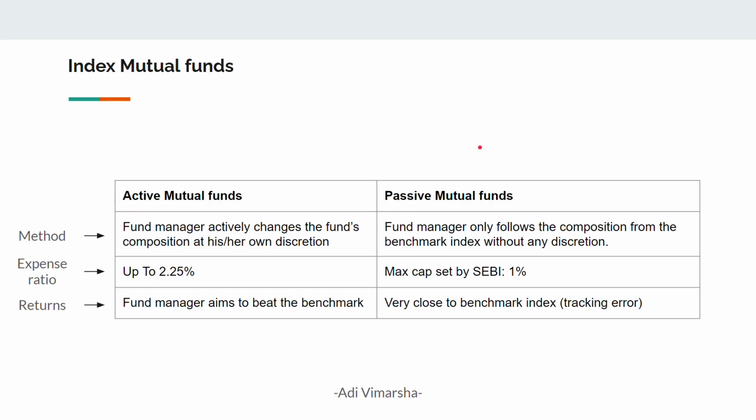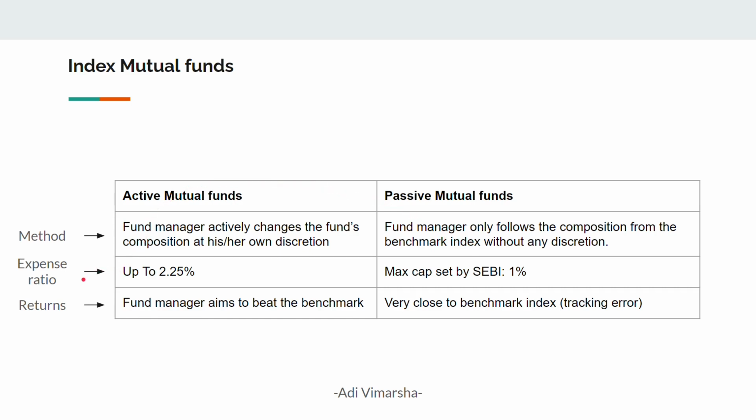Now in this section, we will look at what index mutual funds, also known as passive mutual funds, are. Now in terms of method, in active mutual funds, the fund manager actively changes the fund's composition at his or her own discretion. But in a passive mutual fund, the manager only follows the composition of the benchmark index without any discretion. So it may happen that, let's say, the fund manager is changed, and then that particular mutual fund's performance may change over time. But in the case of passive mutual funds, the performance will be exactly the same as their benchmark index, since there is no discretion.